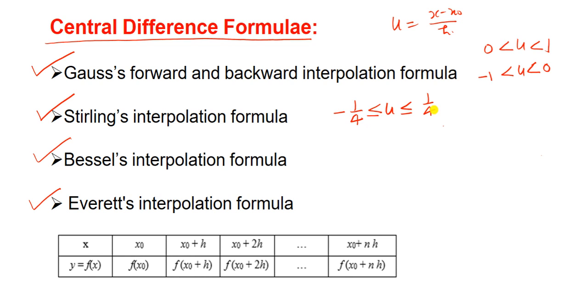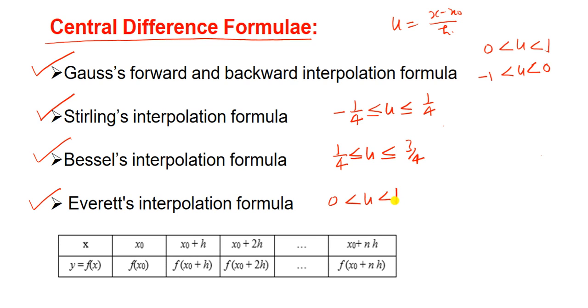Bessel's interpolation formula is applicable when u is greater than or equal to 1 upon 4 and less than or equal to 3 upon 4. And Everett's interpolation formula is applicable when u lies between 0 and 1.